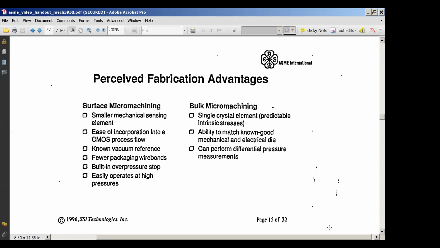And finally, bulk micromachining offers an easy way to incorporate differential pressure sensing, which at present is not easily done in surface micromachining, although there are new technologies coming online, especially some of the high aspect ratio etch capabilities offered lately, that can yield differential sensing elements. But by and large, it's easier to do in bulk micromachining.